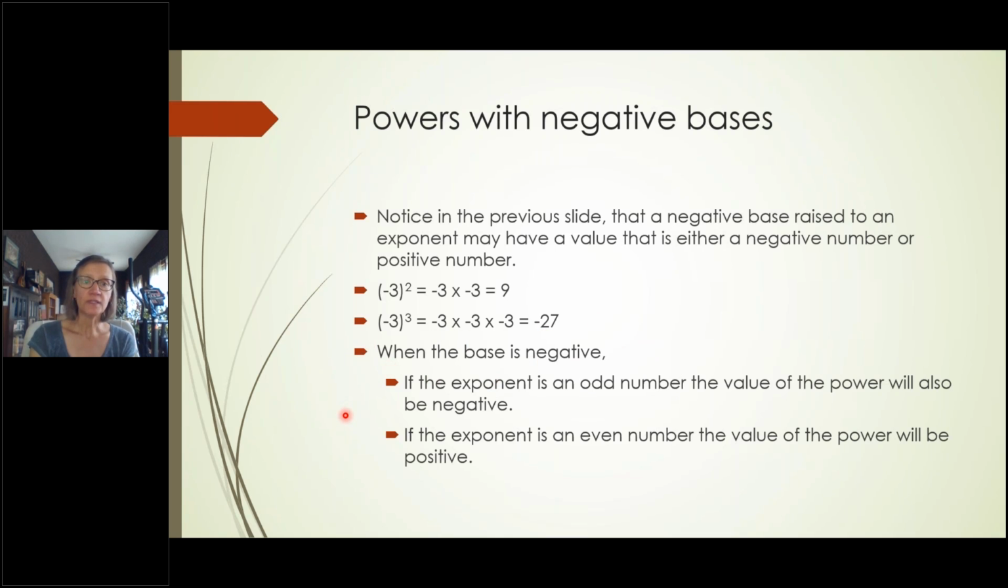So the rule for this is when the base is negative, if the exponent is an odd number, like 3, 5, 7, the value of the power will also be negative. If the exponent is an even number, 2, 4, 6, then the value of the power will be positive.